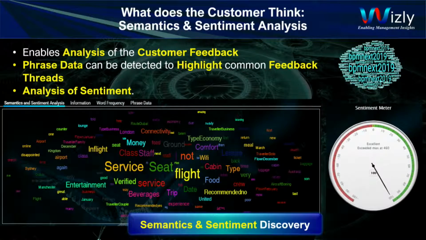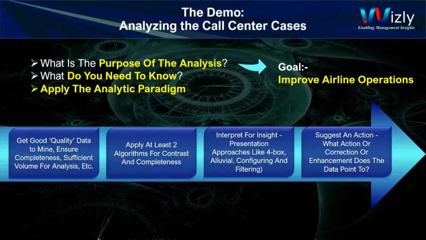hidden areas of relationship. And finally, we look at what the customer thinks. So the sentiment and semantic analysis allows us to analyze the customer feedback. Phrase data highlights common feedback threads. And of course, the sentiment, was it positive or negative? So we'll step into the demo. The purpose of the analysis is to improve airline operations.